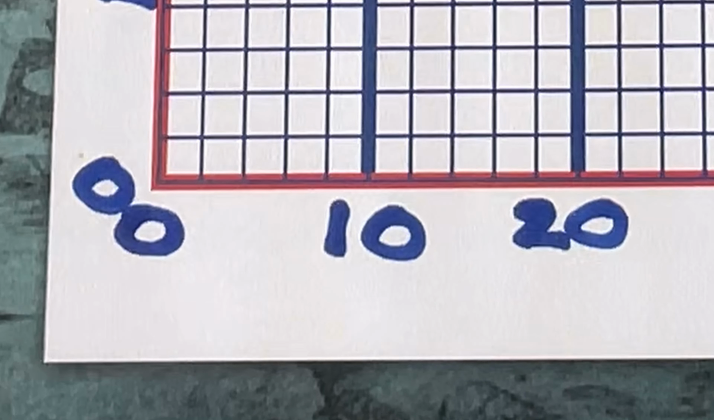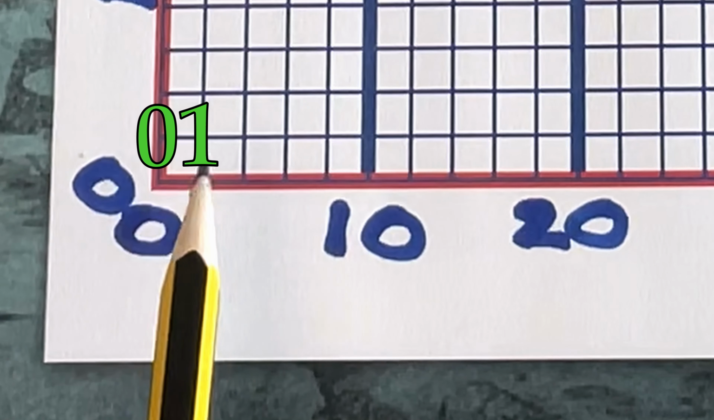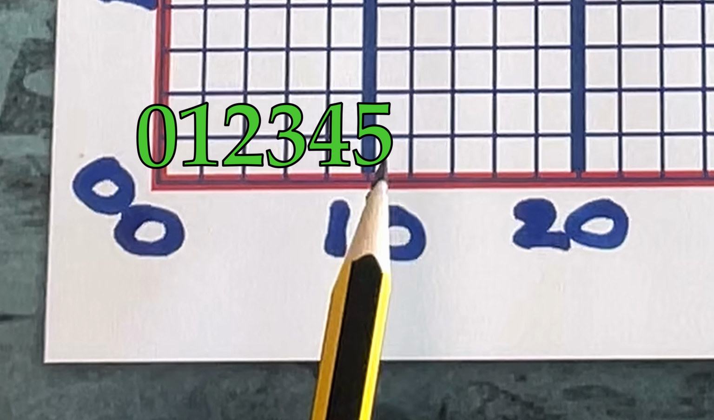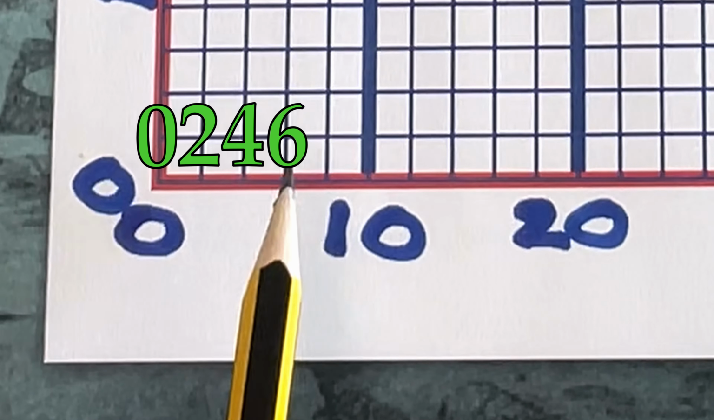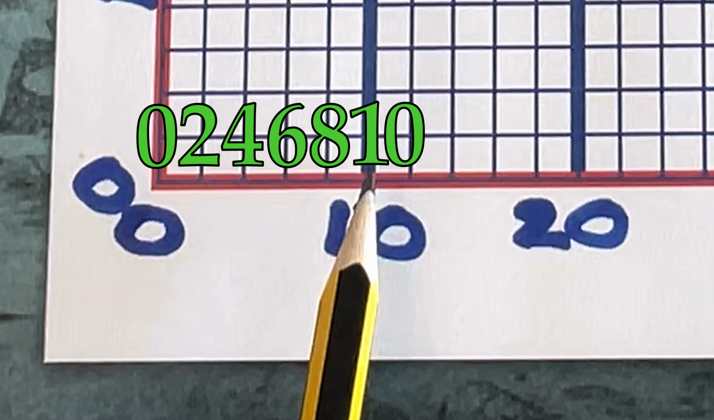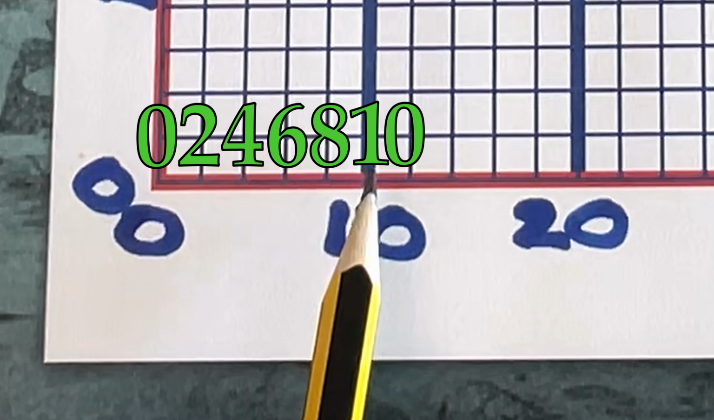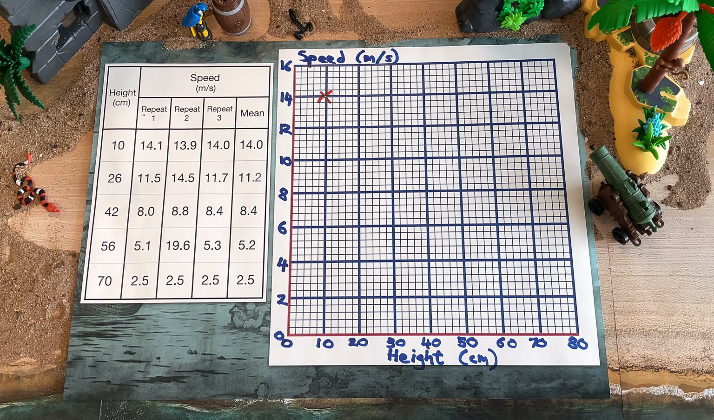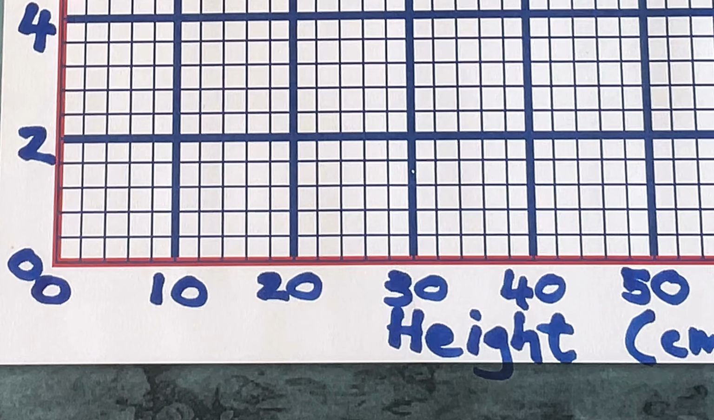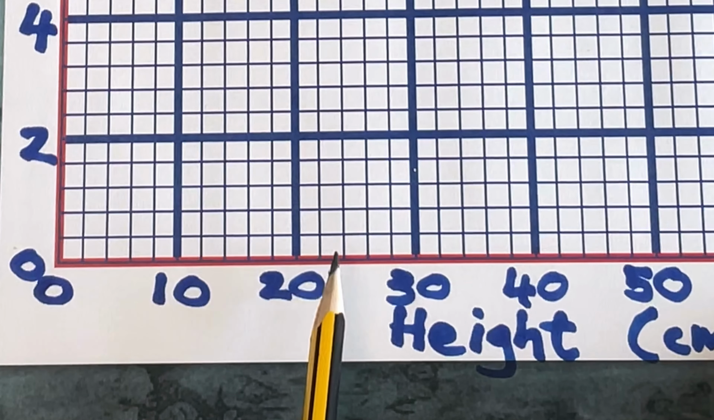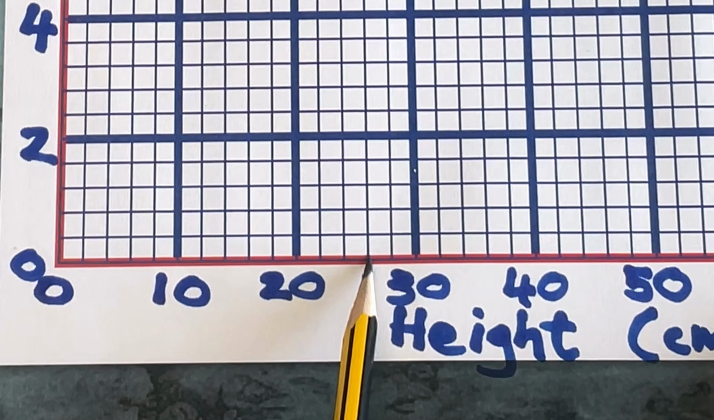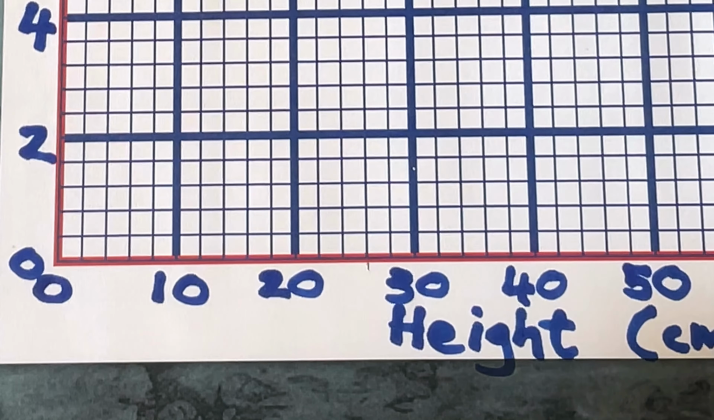Let's start by guessing each little mark is worth 1. 1, 2, 3, 4, 5. 5 is not 10, so that scale is wrong. How about 2s? 2, 4, 6, 8, 10. Great, 10 is in the right place, so each little line must be worth 2. The point we're trying to plot is 26, so we're going to go across to 20 and then count up in 2s. 20, 22, 24, 26. And to keep track of where this is, we can put a little mark with our pencil.